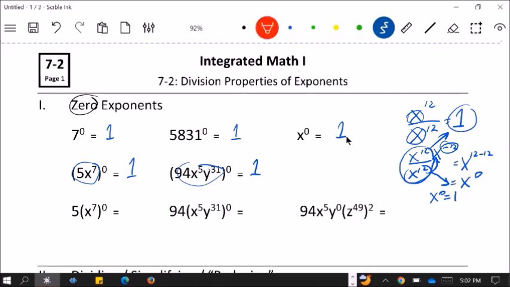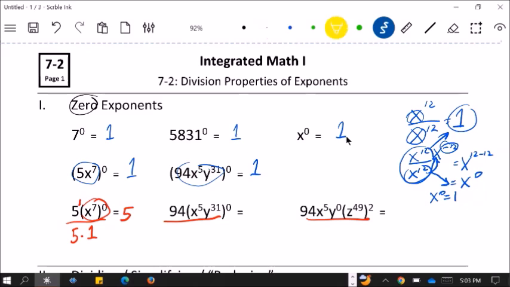Now, these three problems are a little different than the 5 above it because this 5 has an exponent of 1. It is not inside the parentheses. Therefore, it is 5 times 1. X to the 7th to the 0 is equal to 1. That means the answer to this one is 5.